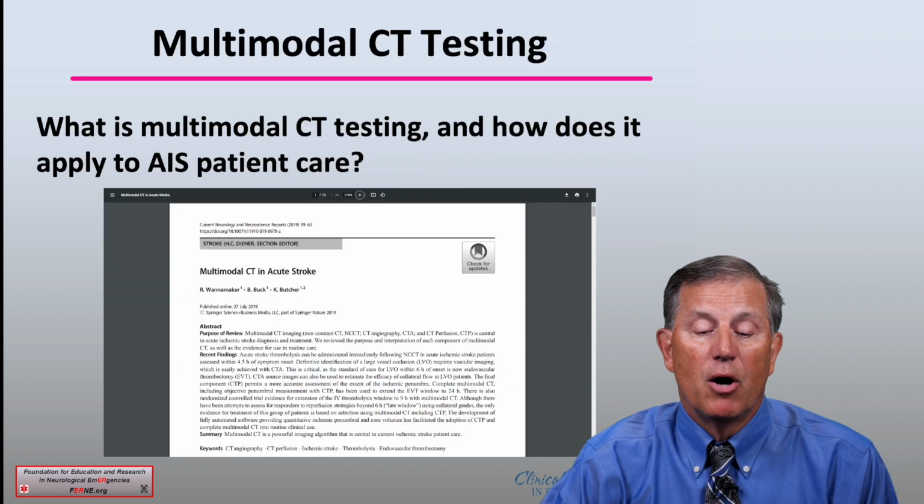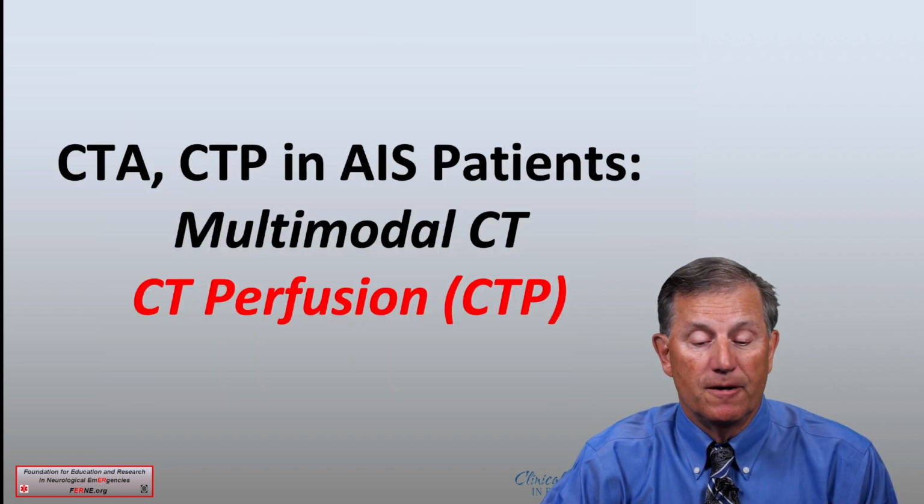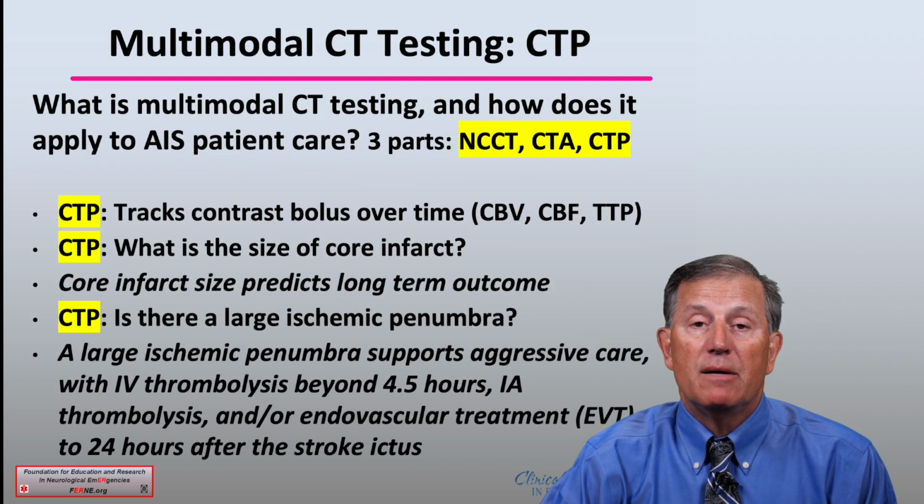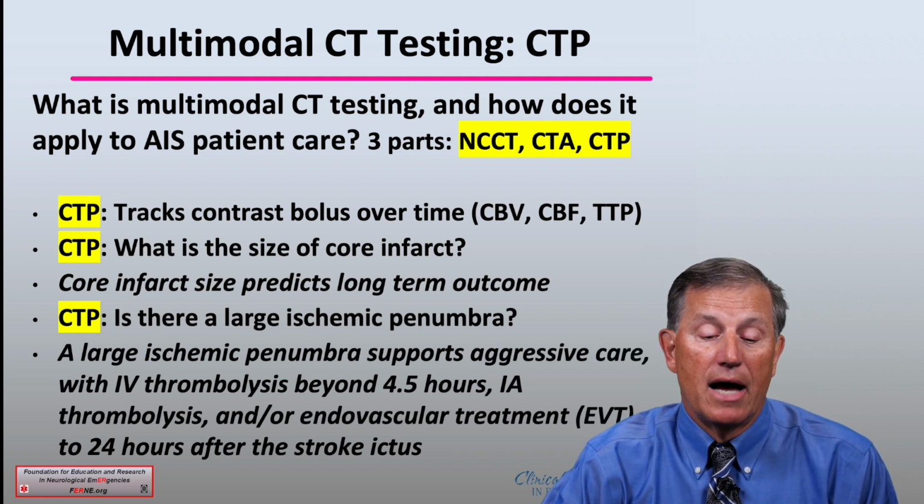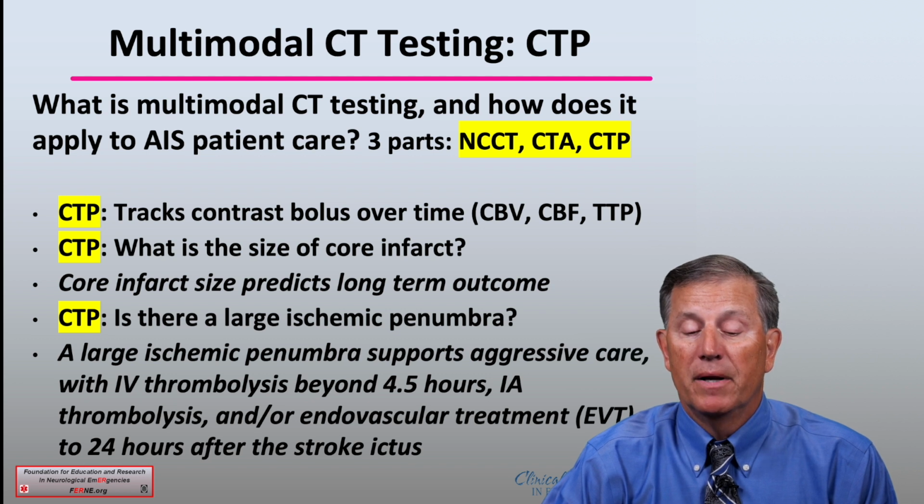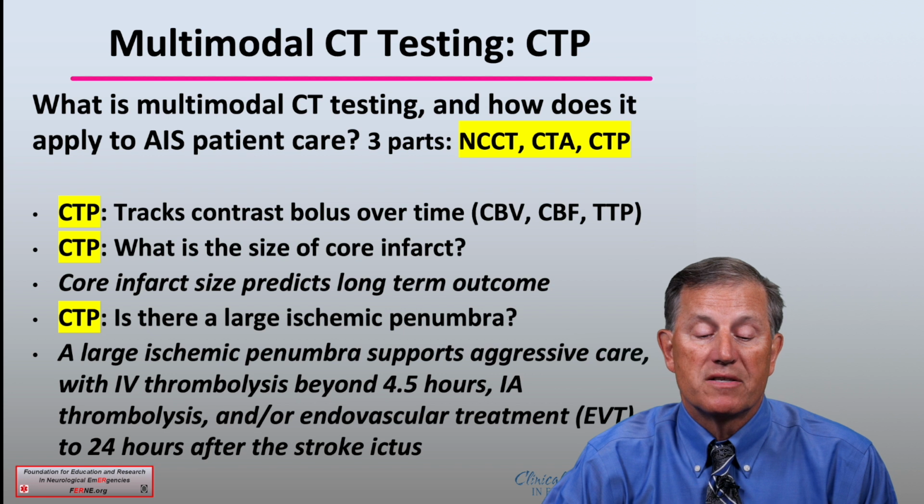So considering our testing components from this multimodal CT and acute stroke article, the last we consider is CT perfusion, CTP. So when considering CTP, this is a test that tracks the flow of contrast as a bolus over time. It allows us to understand what is the size of the core infarct, because the core infarct size at the time of treatment does predict long-term outcome. And the CTP test also allows us to understand whether there is a large ischemic penumbra. A large ischemic penumbra supports aggressive care with IV thrombolysis beyond 4.5 hours, intraarterial thrombolysis, and or possible other endovascular treatments up to 24 hours after stroke ictus, especially with posterior stroke problems.